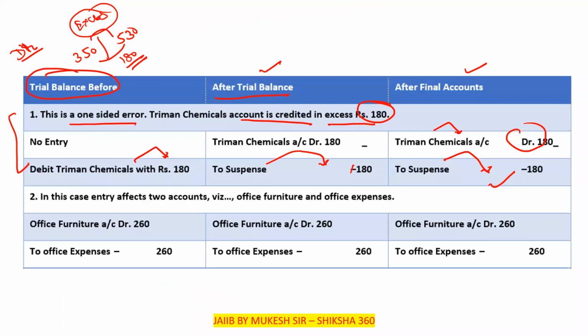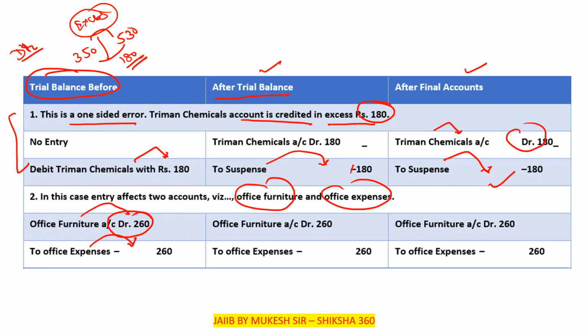So in this account, first of all, we will know that the entry affects two accounts. The first one is the office furniture and the other is office expenses. So we have to debit the office furniture account, and we have to credit the office expenses account before the trial balance. In this way, the entry can be rectified.